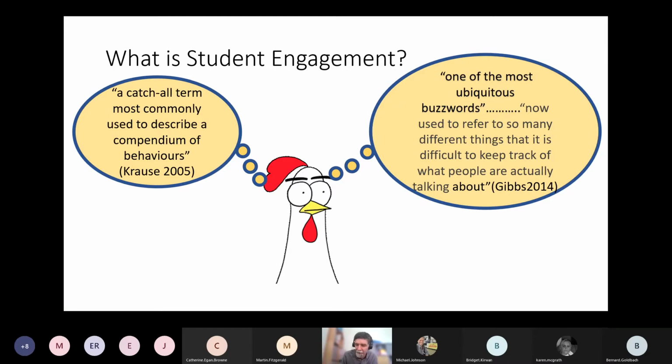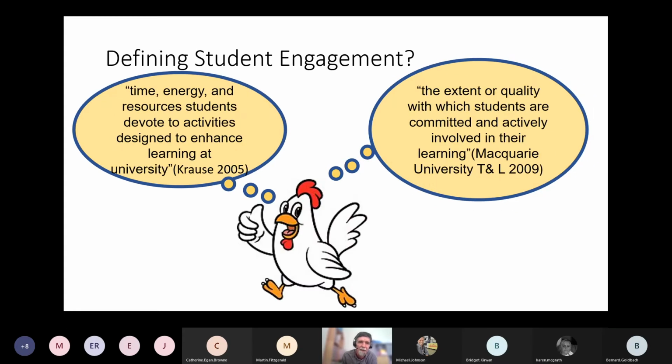What exactly do we mean by engagement? So, as you can see, there are many ways of considering engagement. A couple of definitions I would be more taken with would be something like this. Again, this is Krauss, saying that it's the time, energy, and resources students devote to activities designed to enhance learning at university. I should explain with that one that my area is science, chemistry. So I like that one because that's very quantitative. If you're talking about time, energy, and resources, there are things you can easily measure.